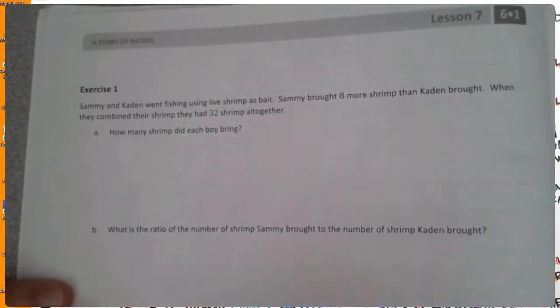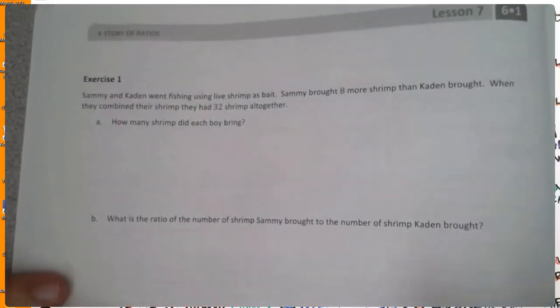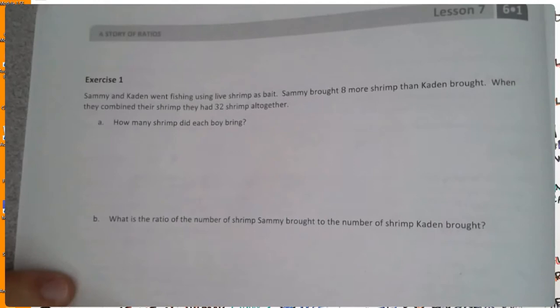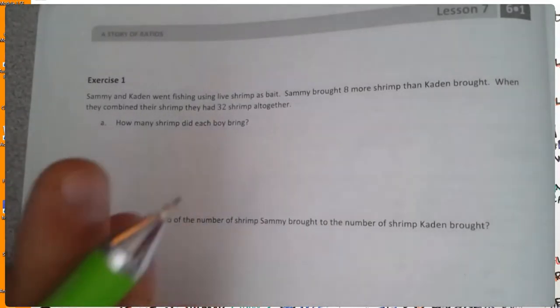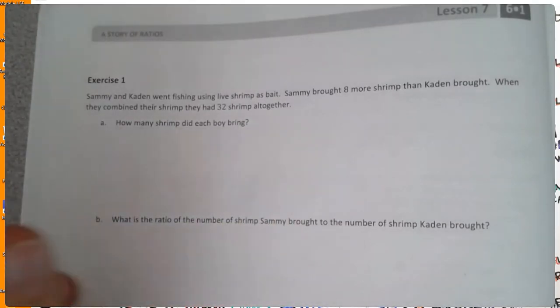Alright, so we've got exercise 1. It says Sammy and Caden went fishing using live shrimp as bait. Sammy brought 8 more shrimp than Caden brought. When they combined their shrimp, they had 32 shrimp altogether. So how many shrimp did each boy bring? Alright, we have ourselves a situation where we have some information, but we don't have all of it.